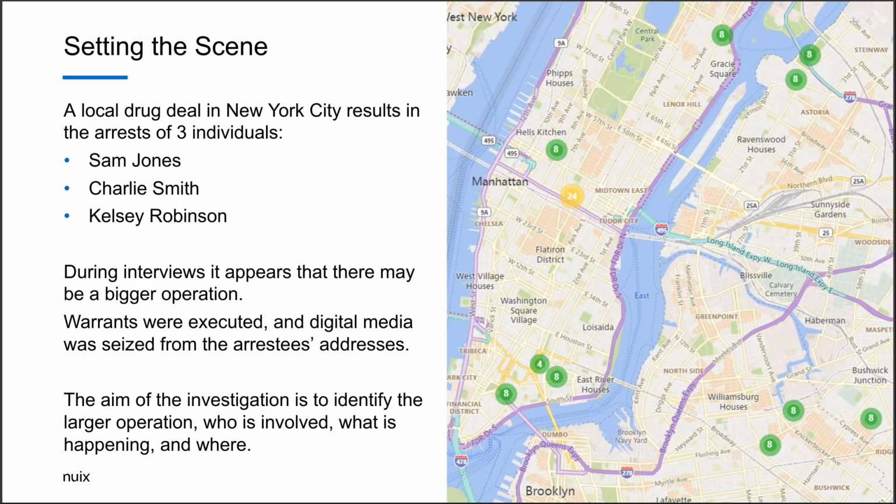So we're setting a scene very simply. There's a local drug deal in New York City that resulted in the arrest of 3 individuals. 3 names here: Sam Jones, Charlie Smith, and Kelsey Robinson, for argument's sake. Now, as the investigation continued and during interviews, there seemed to be more going on than just the simple drug deal that was identified. So warrants were executed, digital media was seized from the arrestees' addresses, and so we have a fuller case filled with various devices.